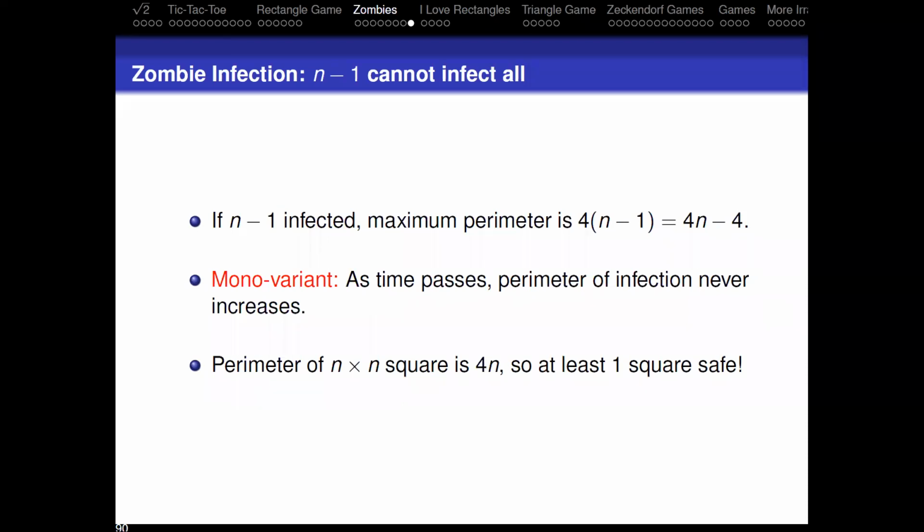And what's wonderful about this is we don't have to look at different configurations. We don't have to go through all possible cases of how we might have something infected. We showed that the perimeter of the infection can never increase. And so given that we start off at most at 4n minus 4, we know we can't grow and infect everybody. Yeah. So that was the zombie game.